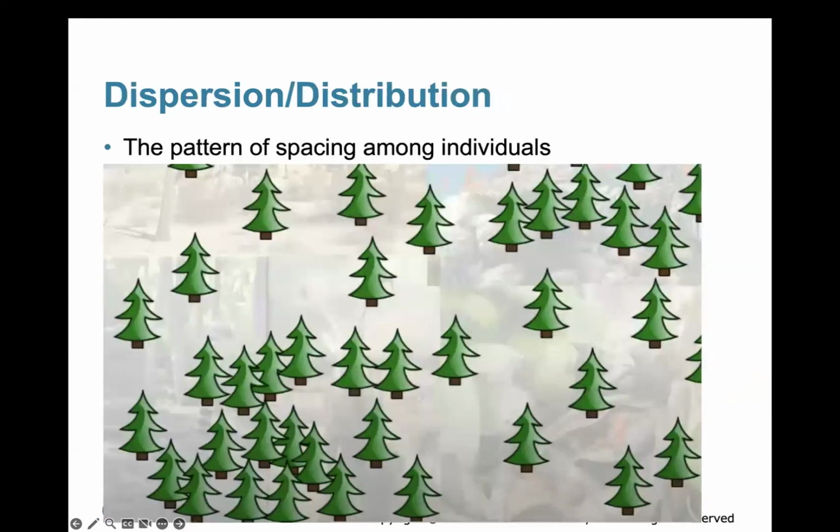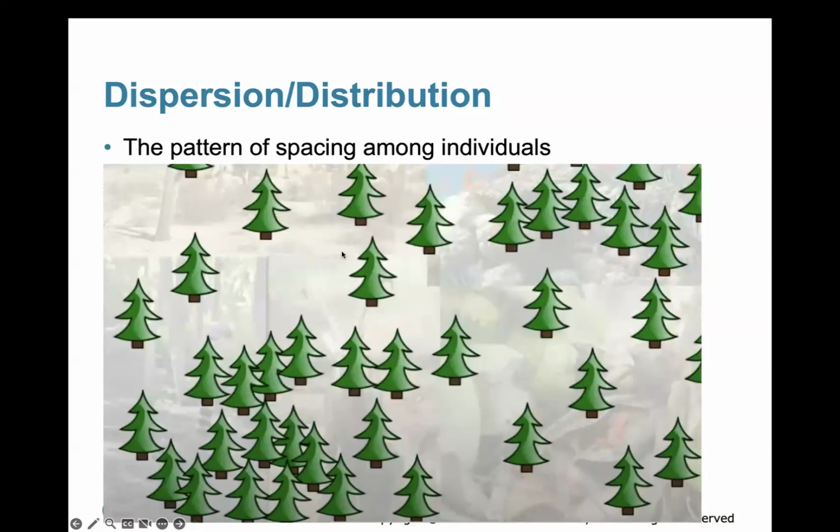So dispersion or distribution, that's what we're going to discuss in this video. That's how the members of the population spread out in a defined area. So what is the spacing of a population, how are they spaced out? Here we have some pine trees, but I don't really see any pattern here. So these trees in this forest, wherever they're found within a geographic area, when we compare these with each other, it's kind of a random dispersion.